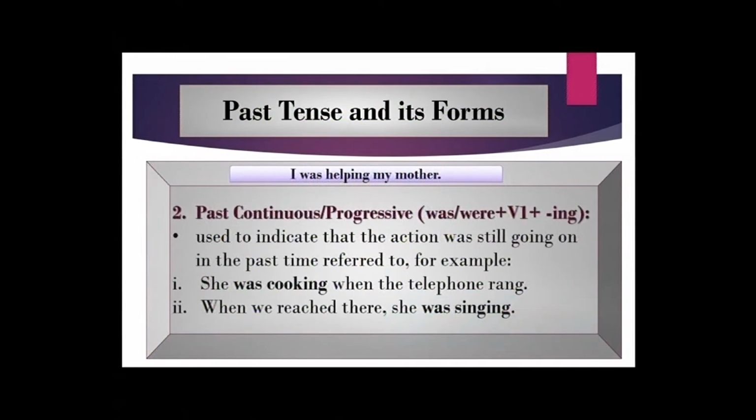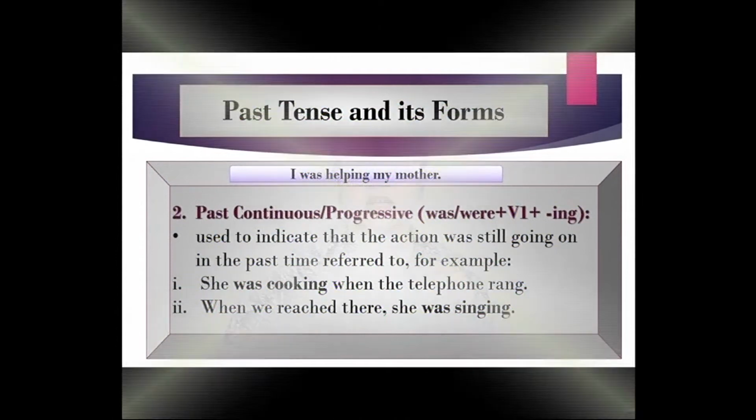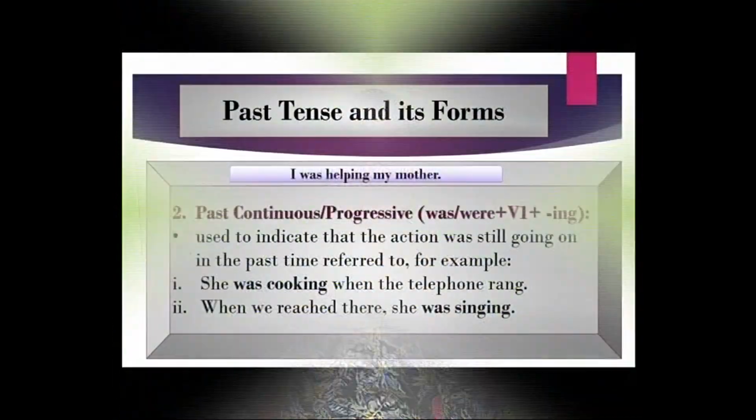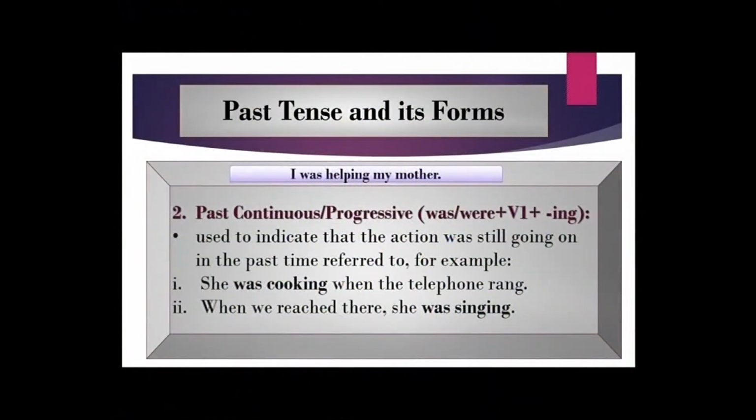Now, second aspect of past tense, past continuous or progressive. In this tense, we use was or were as helping verb according to the subject, and the first form of verb with suffix ing. For example, I was helping my mother. At that time which we are talking about, I was helping my mother, right?